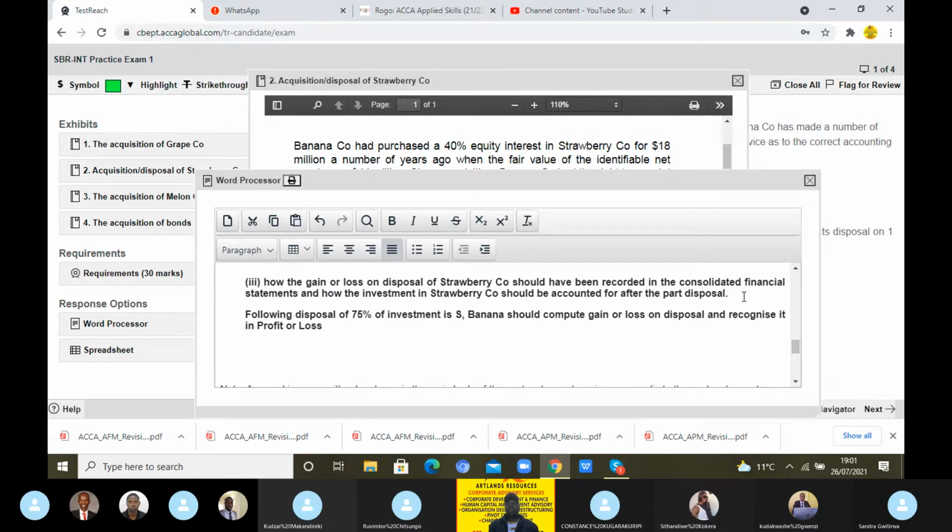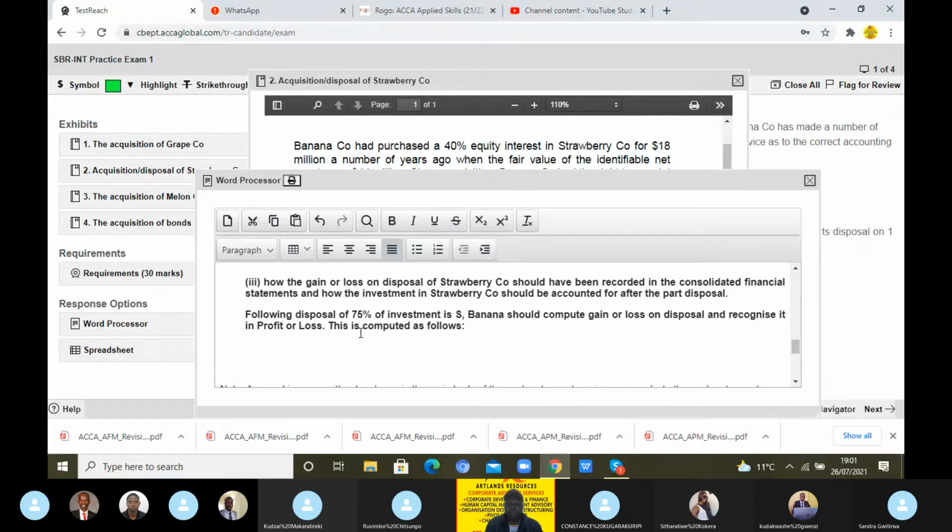Recognize it in profit or loss. So this is what you should do as banana, following the disposal of 75%: you should recognize gain or loss on disposal and recognize it in profit or loss. This is computed as follows.